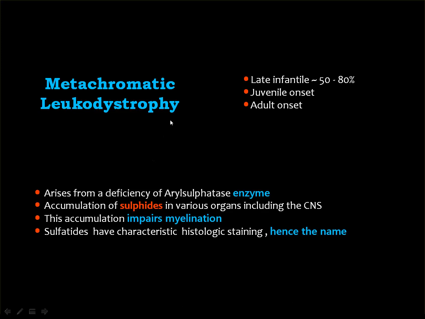The first of these and the most famous of these leukodystrophies is known as metachromatic leukodystrophy, and it has three types of onset. And the cause is deficiency of a certain enzyme, leading to accumulation of sulfatides in various organs, including the CNS. And these sulfatides will impair the process of myelination. And because the sulfatides have a characteristic histologic staining, hence the name of the disease.